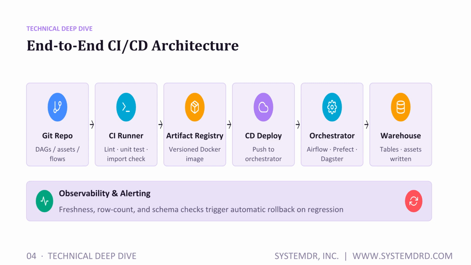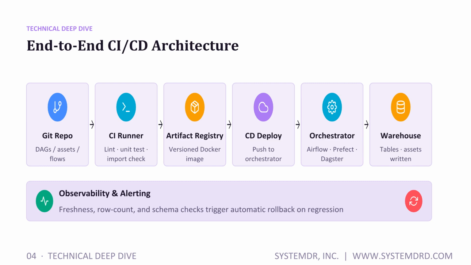Freshness checks, row count checks, schema conformance checks, all wired to trigger an automatic rollback the moment something regresses, rather than waiting for a human to notice a stale dashboard 3 days later. I want to call out that import check step specifically because it's cheap, often under a second per DAG, and it catches a disproportionate share of real incidents.